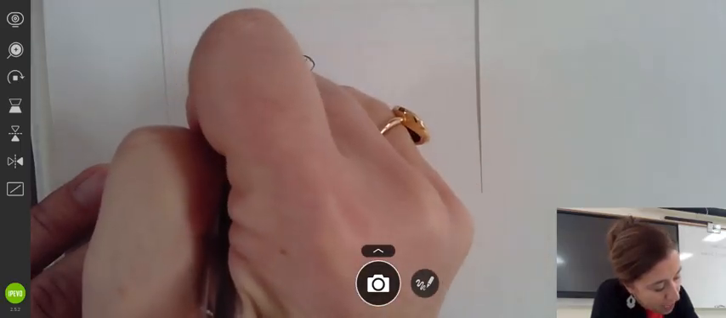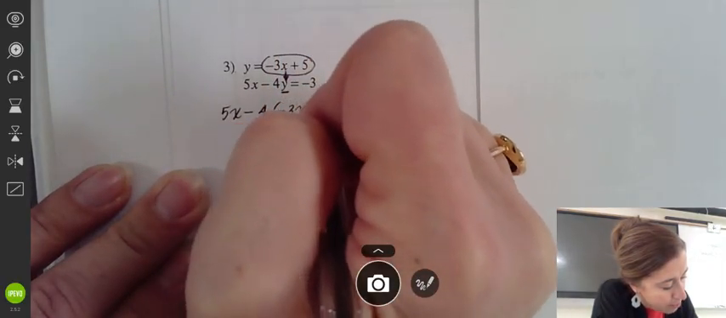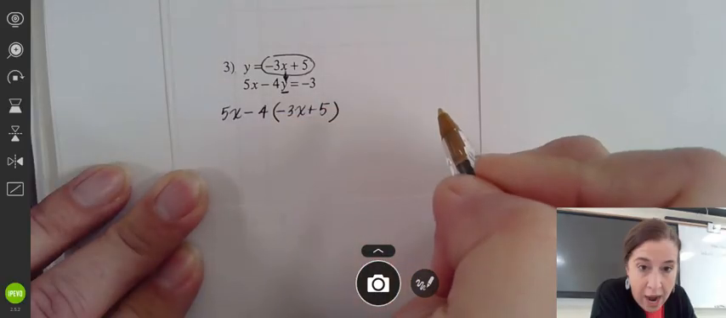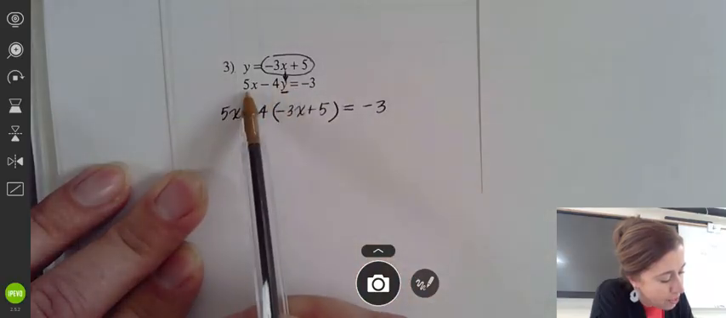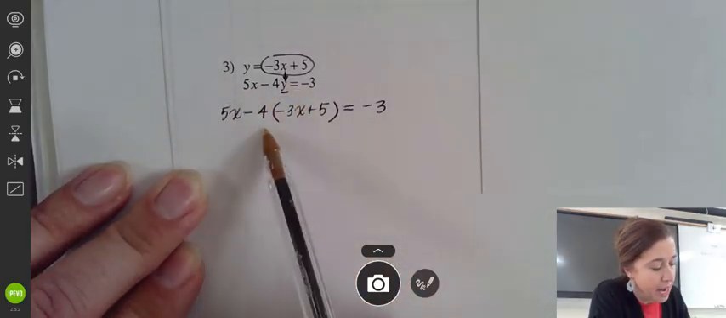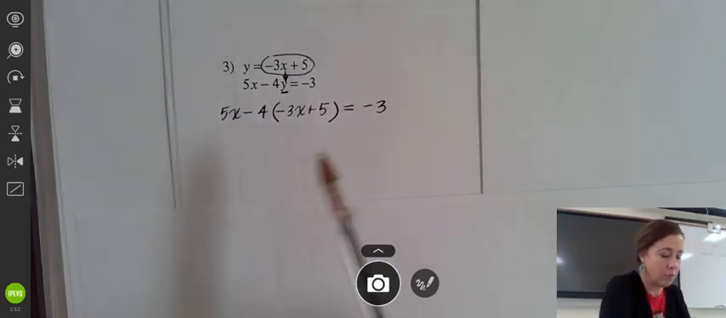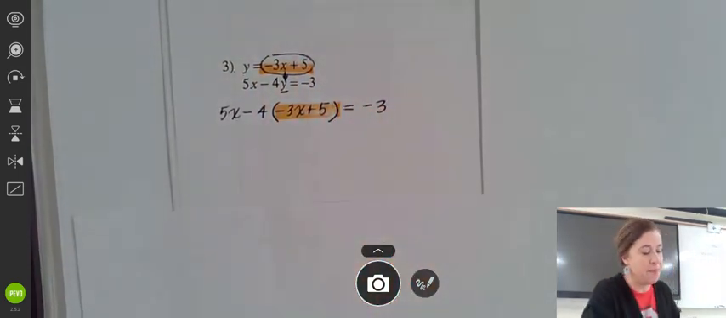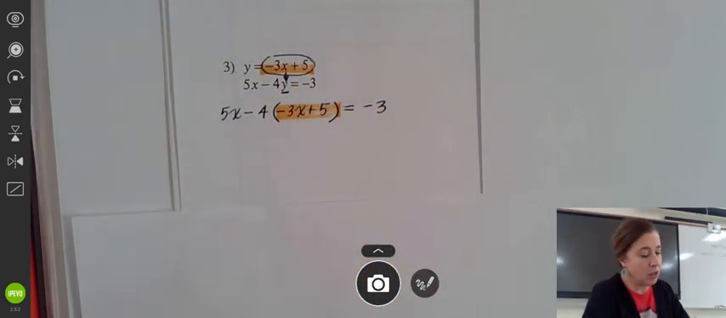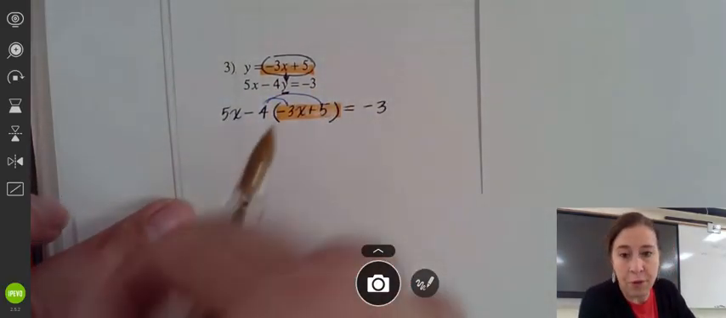That's going to give you this, 5x minus 4 times the quantity, negative 3x plus 5, just replacing y with that expression, is equal to negative 3. Notice everything else in that equation stayed the same. Okay, I just replaced y with that expression. Okay, highlight just so you can see that real clearly.